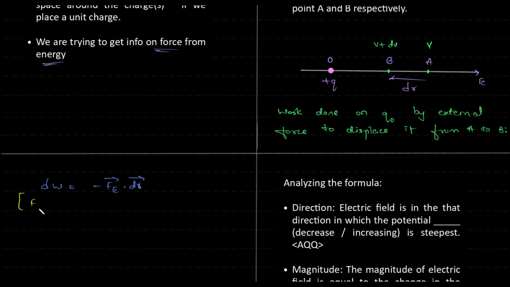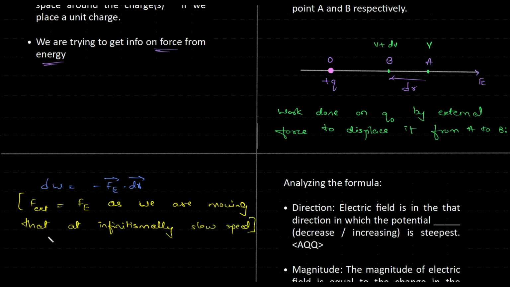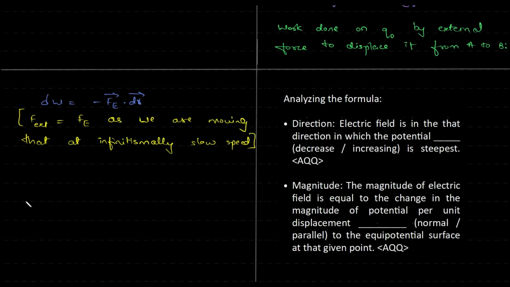So we are equating the force that the external field exerts to this, as we are moving the charge at infinitesimally slow speed. So acceleration is almost zero. So these two are equal. All of this you guys are familiar with, but yeah, we need to write this in your exams. That's why I'm writing this.